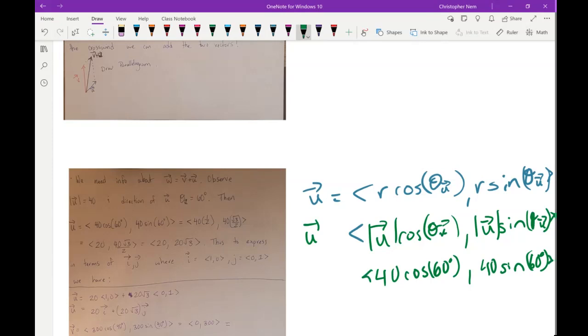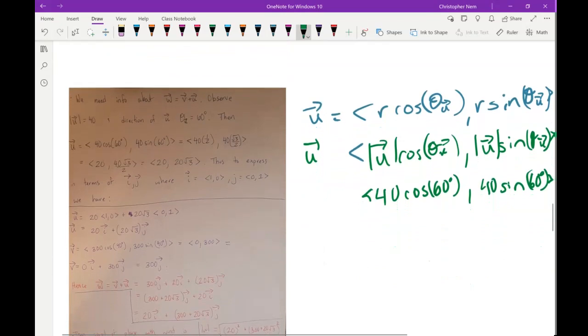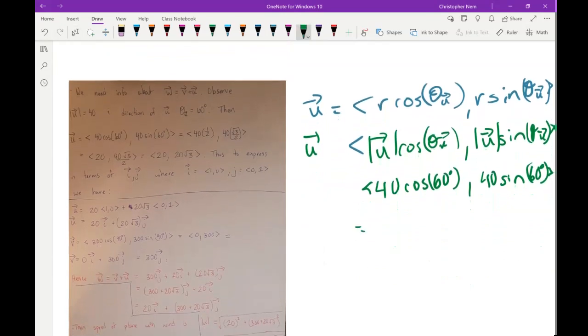Why are we doing this? We need the components of u and we need the components of v to sum them. So first, let's calculate the components. I've already calculated that. We get 20 and 20 root 3. So that is nice, we have the components for u. This is the location of the endpoint of our vector if we position it at the origin. You can choose to put it in terms of i and j. That's up to you. The book puts it in terms of unit vectors i and j, which is perfectly fine.